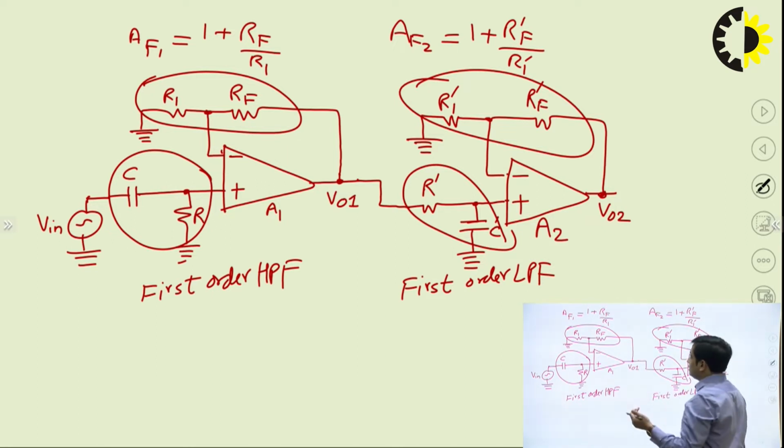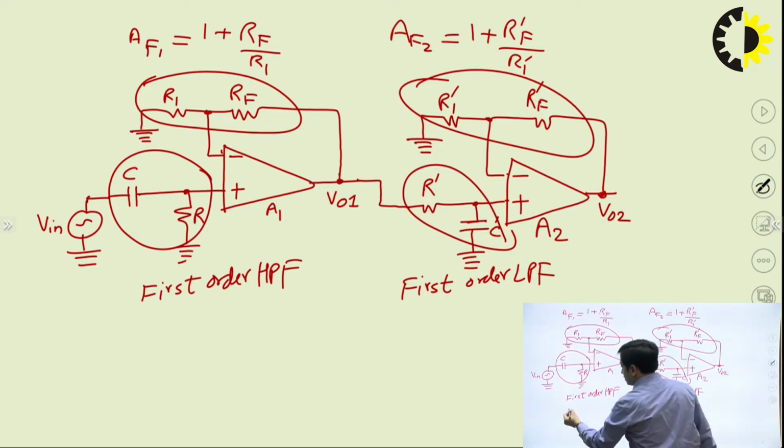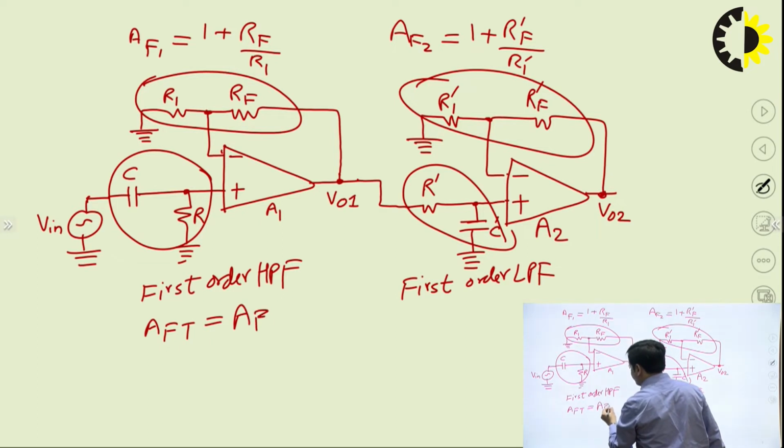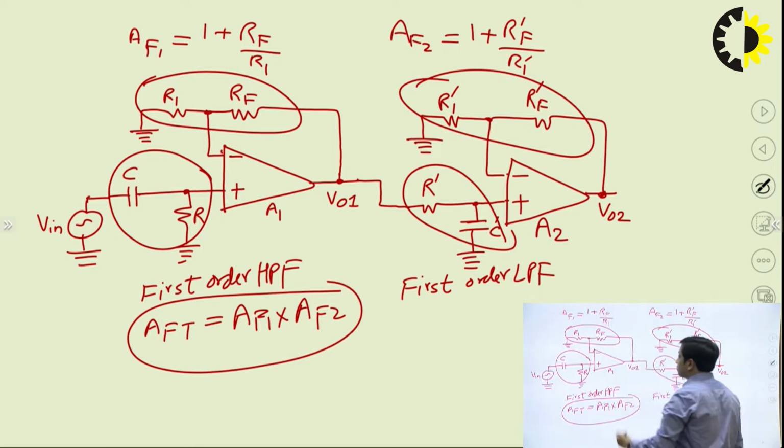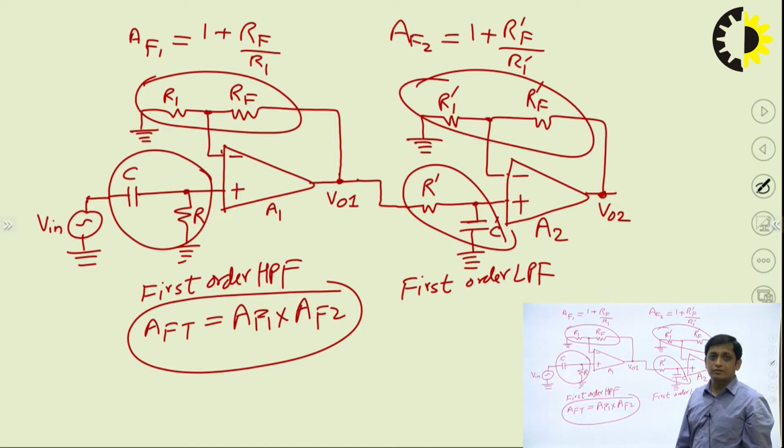Overall pass band gain, that is AFT, total pass band, will be the multiplication of AF1 into AF2, because both the filters, first order high pass and low pass, are connected in cascade. So in that case the gain is multiplied. This is AFT. So this is the circuit of wide band pass filter, active wide band pass filter, because we are using this op-amp as an active element, along with a few resistors and capacitors.